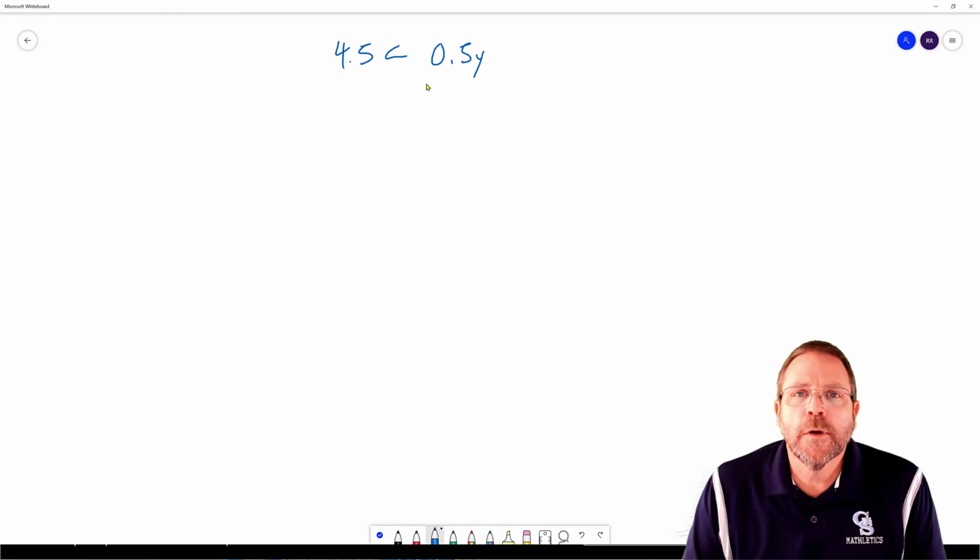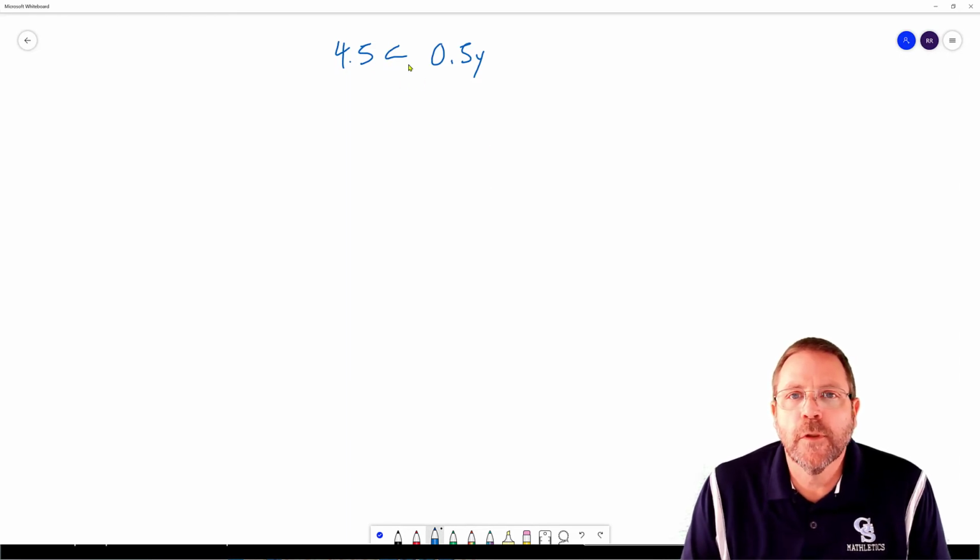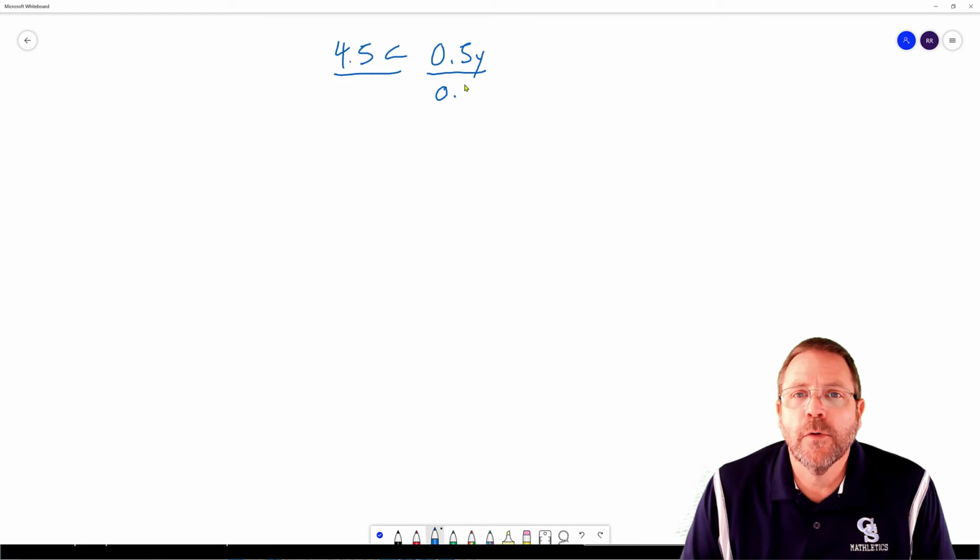Alright, so the problem is written here: 4.5 is less than 0.5y. We're going to isolate the variable by going after the friend. The friend is 0.5. 0.5 is multiplying y, so we're going to make it go away by dividing both sides by 0.5.